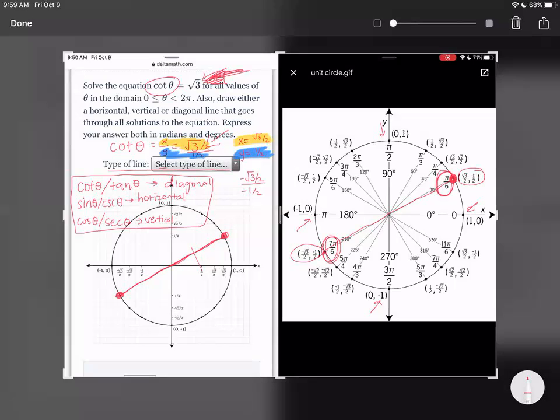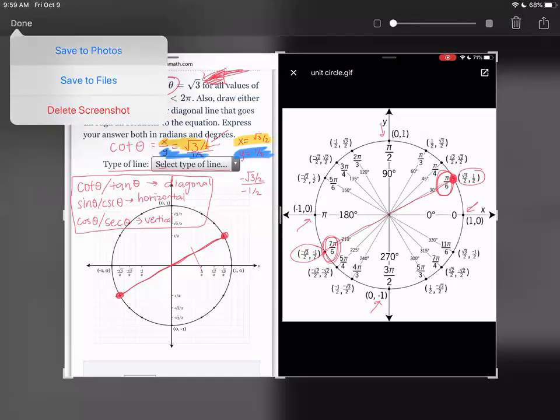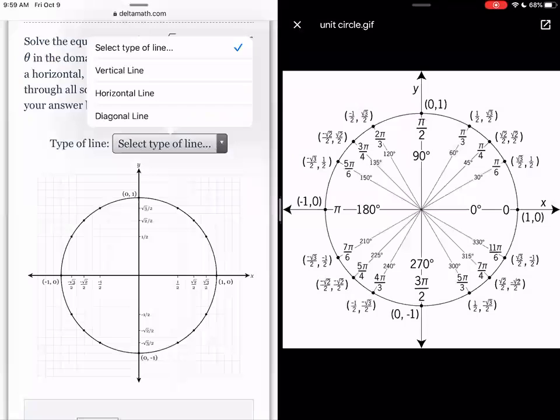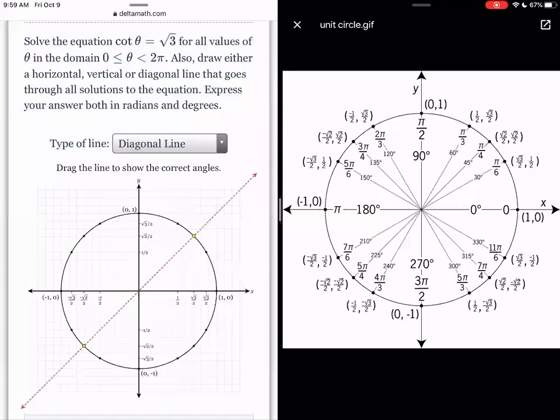Yes, we're going to do another one for sure. Let's enter this in so that I can do another one. So we have pi over 6, 7 pi over 6. Like I said, we select a diagonal line, and then it already makes it go straight through the unit circle. We wanted it to go there, because those yellow dots were the two points that we wanted.